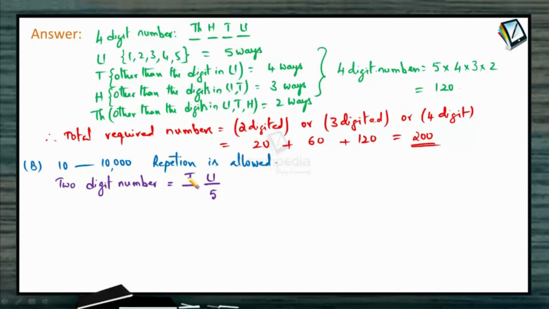And how many ways can we arrange the tens place? Yes, this also can be arranged in 5 ways because repetition is allowed. So there is no need of considering other than the digit used at the units place. So this can be done in 25 ways, right?